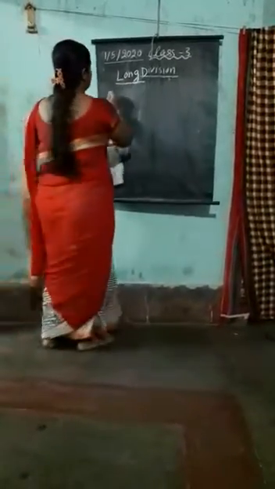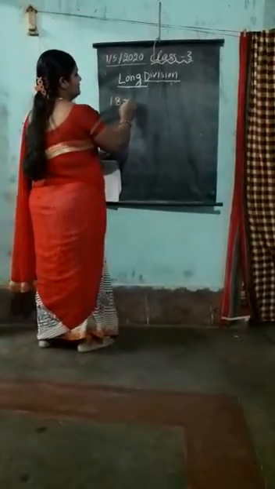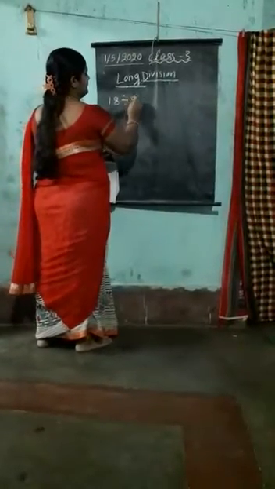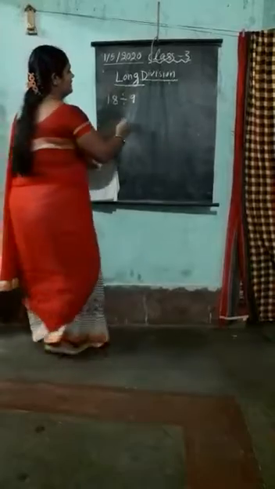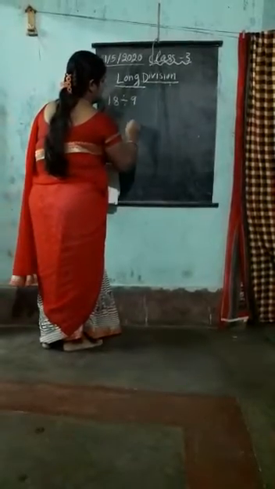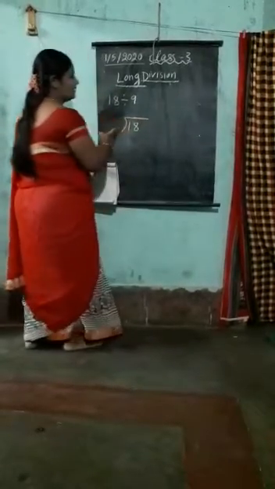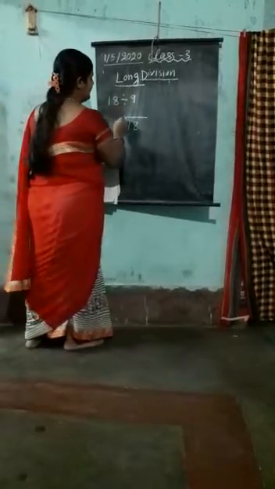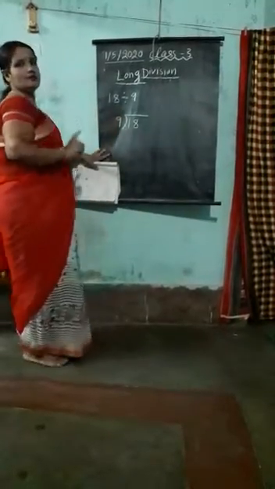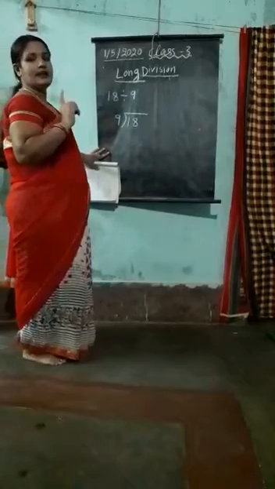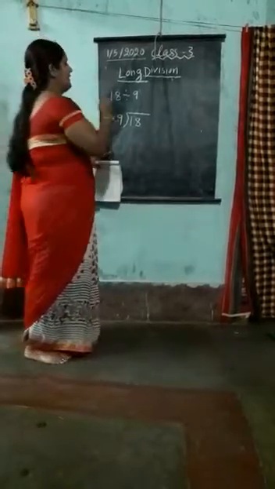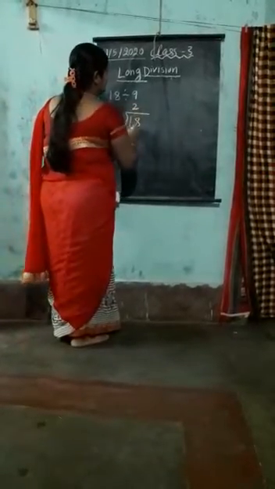So look at the blackboard. I am giving an example. 18 divided by 9. So how will I write it here? 18 in the middle, and I will draw a line like this, and 9 I will keep outside. So we know that in the 9 table, 18 is there. 9 multiplied by what is 18? 9 multiplied by 2 is 18.